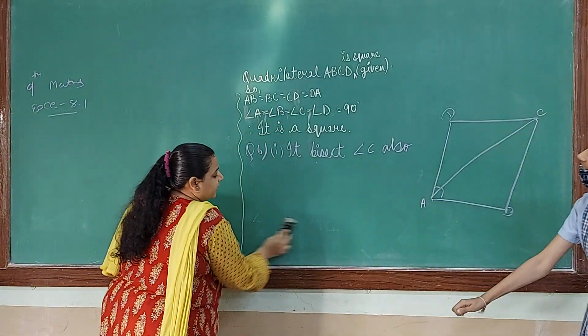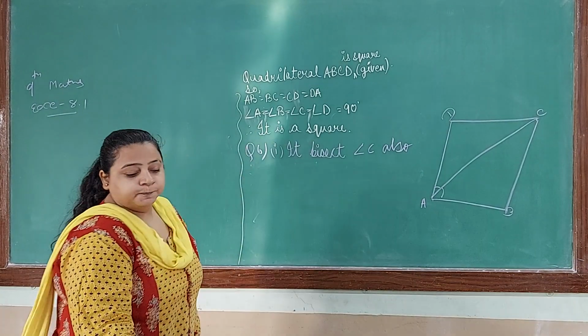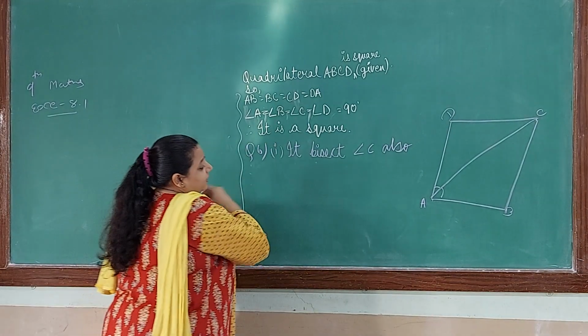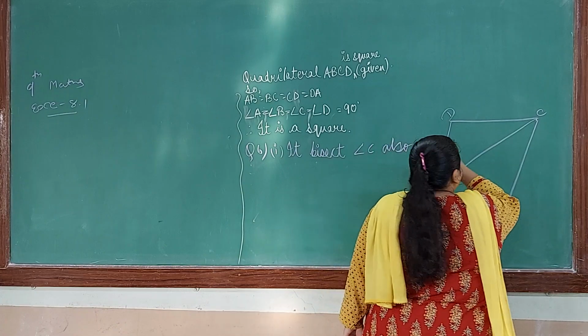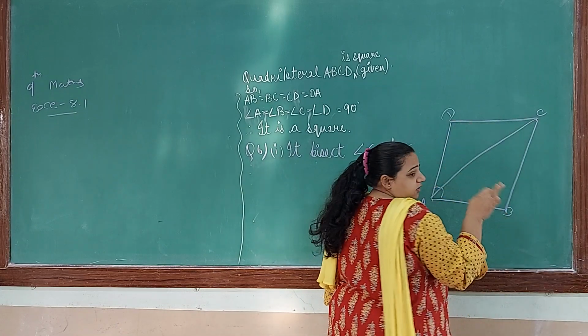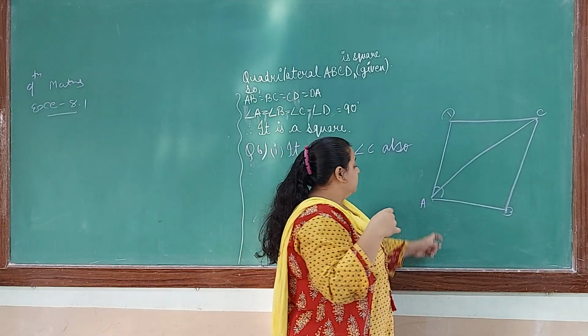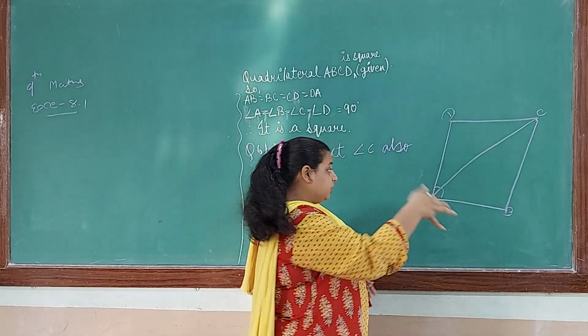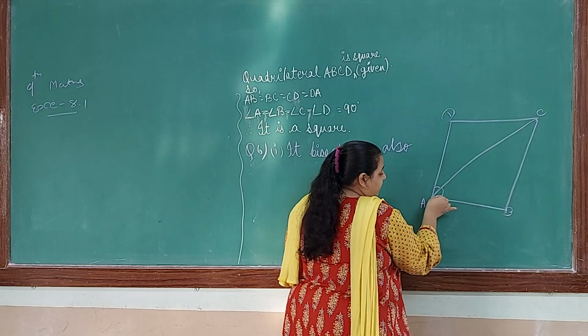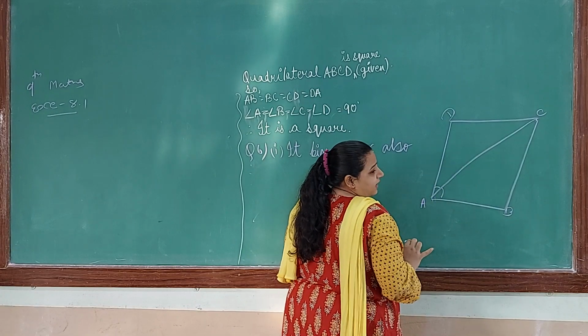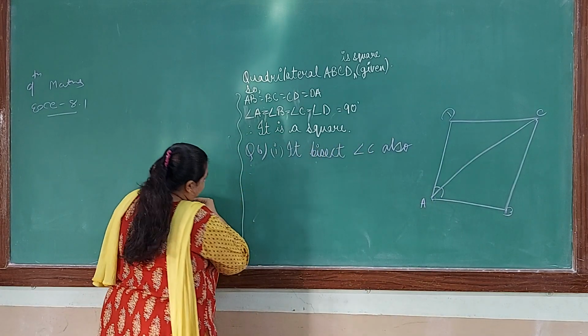Okay. Second part I will call you. Wait. So the first part they are asking: ABCD is given. AC is the diagonal of the quadrilateral. Now it is given in the question that this diagonal bisects angle A. Right? So let me start writing.